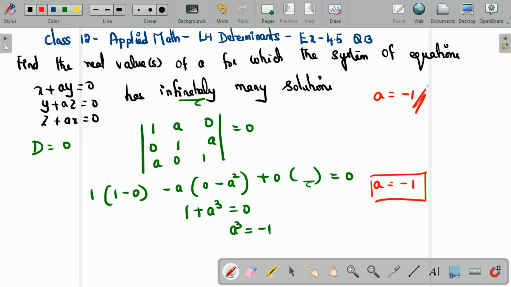In the next video, we will find the solution for the 14th question in this exercise.